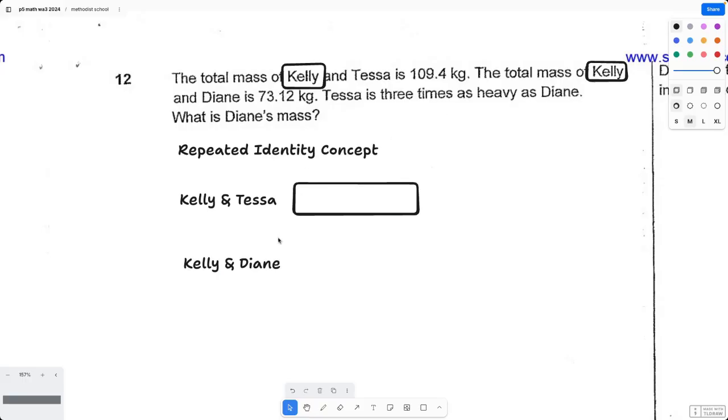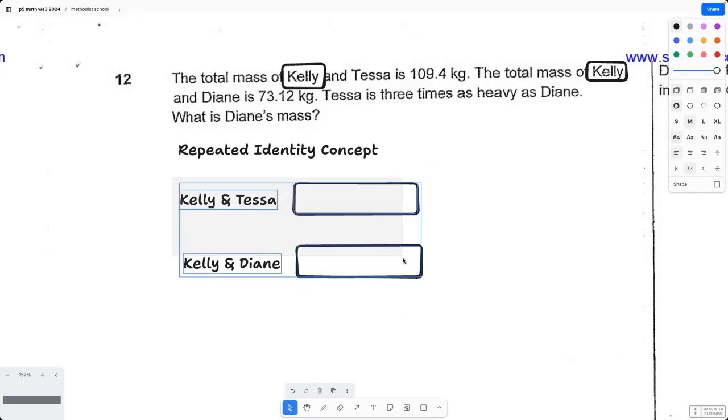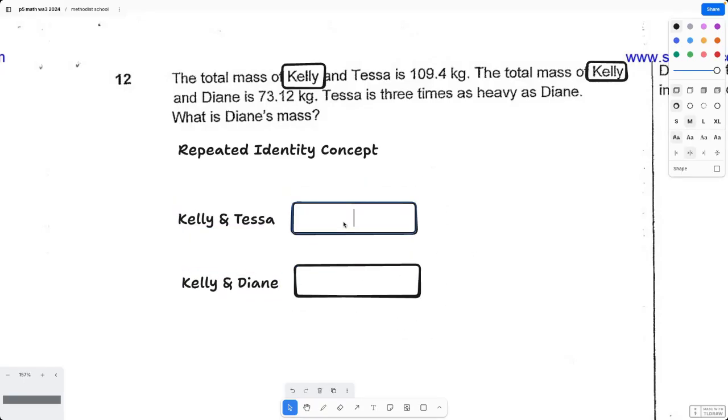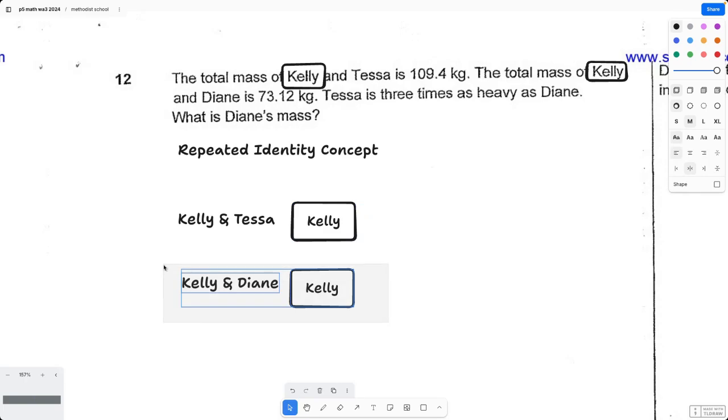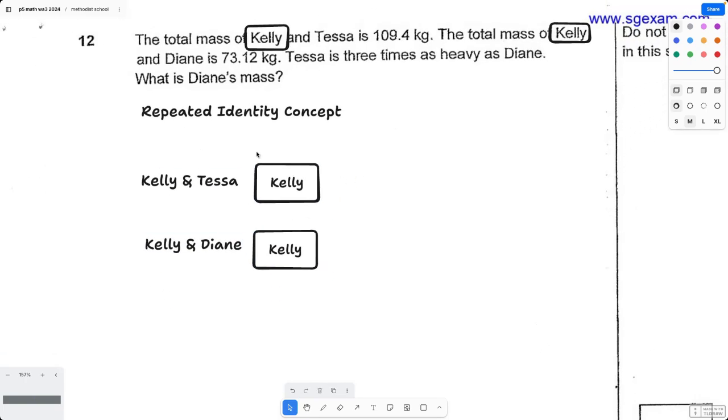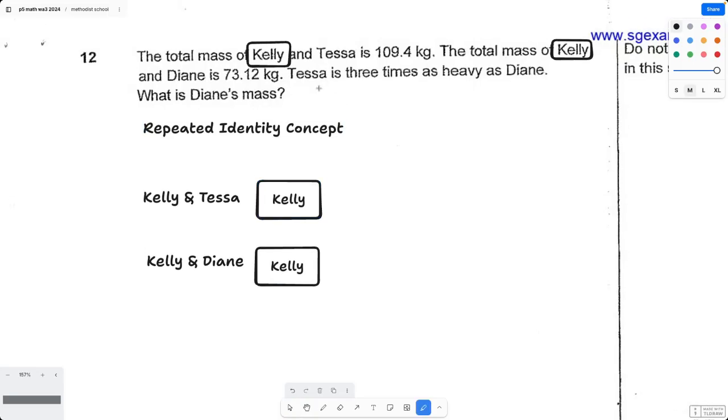We know that both of these combinations have Kelly. So I'm going to write Kelly here, and make Kelly very small. Kelly is found in both of these situations. Since we know Kelly is in both, now we can read this. Tessa is 3 times as heavy as Diane. So what this means is that Tessa is 3 times heavy, so Tessa is 1 unit.